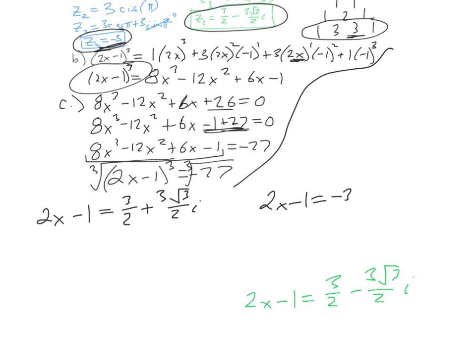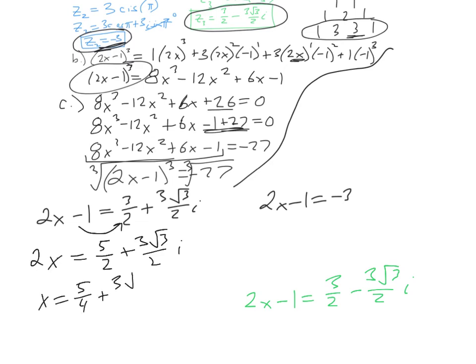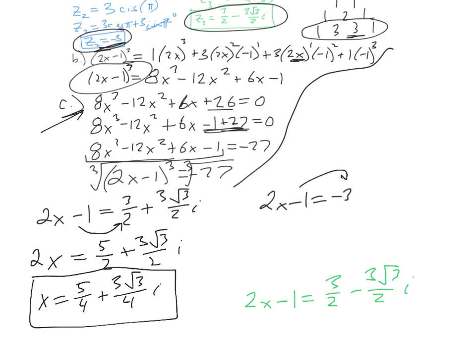For this first one, I'm going to add the 1 over. That'll get me 2x equals 5 halves plus 3 root 3 over 2 i. And then I can divide through by 2. So x will be 5 fourths plus 3 root 3 over 4 i. And I found one of my solutions to this equation from C. This next one is even easier. When I add this 1 over, I'm going to get 2x equals negative 2. So x is negative 1.